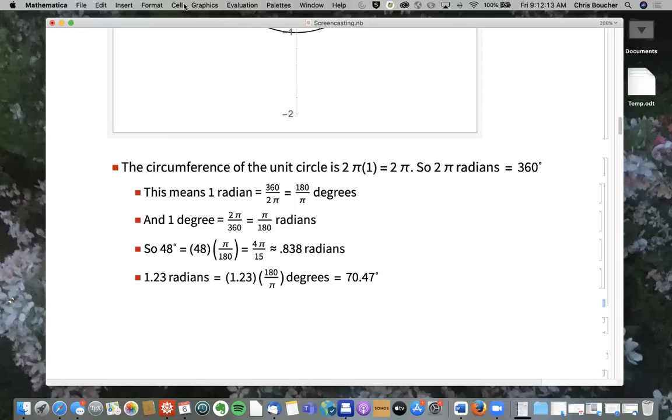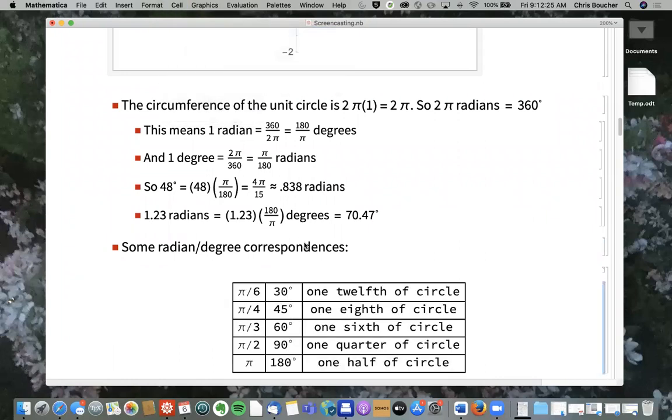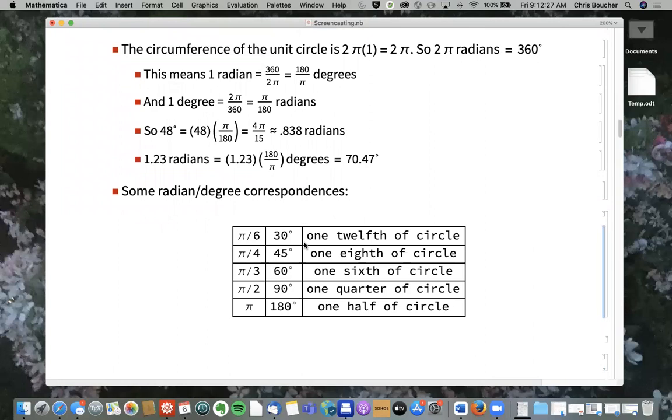Okay, so we have 2 different ways of measuring angles. We tend to prefer radians, but degree measures do come up. So it's useful to be able to go back and forth between the 2 measures. Some major correspondences between the 2, right? Starting at the bottom here, 180 degrees is half of the circle, and that's pi radians, right? Because the entire circle is 2 pi radians and 360 degrees.